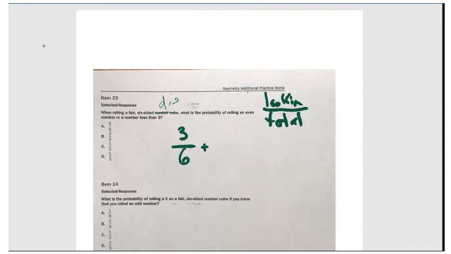If you were to do the FOIL, you get negative 12x plus 36. Negative 11 plus 36 would give you 25. So x minus 6 squared equals 25.